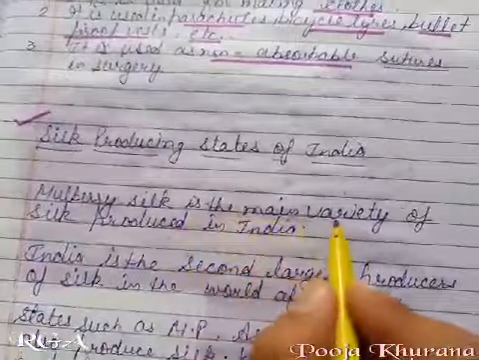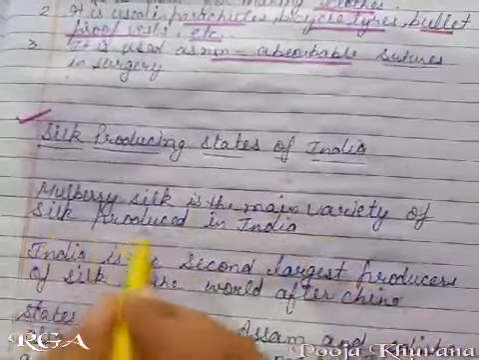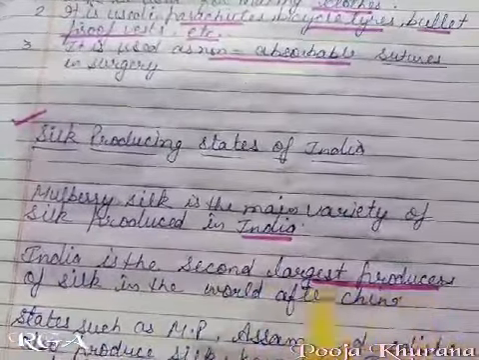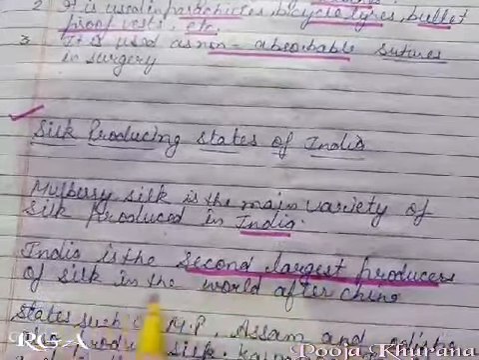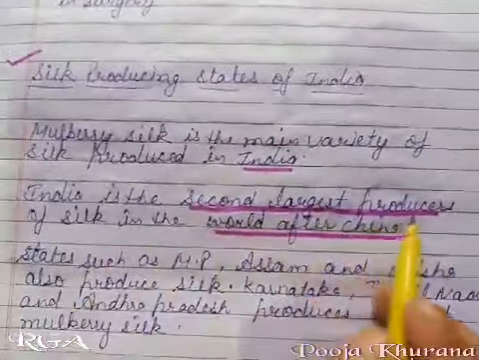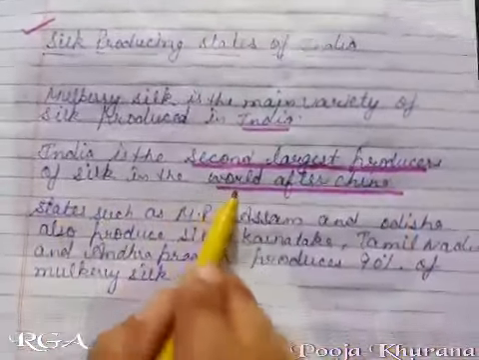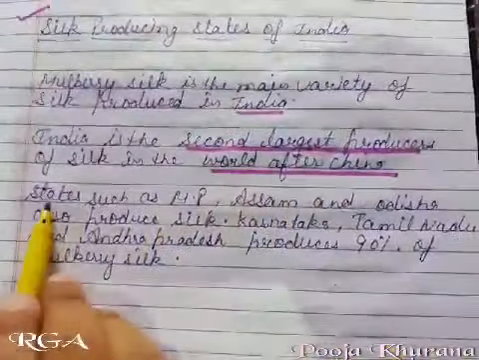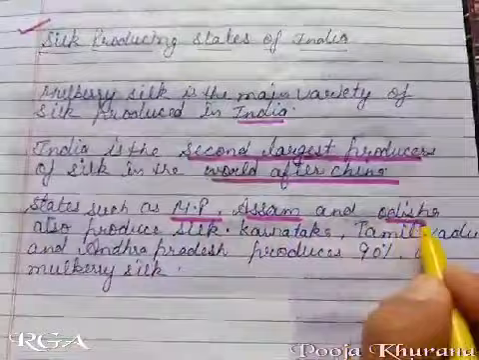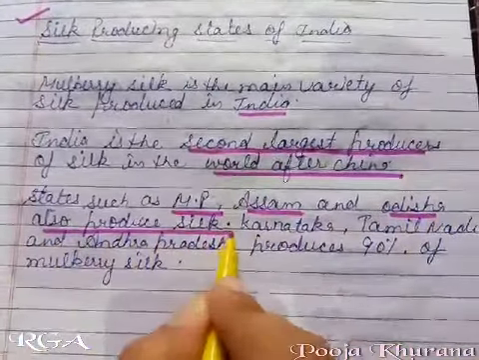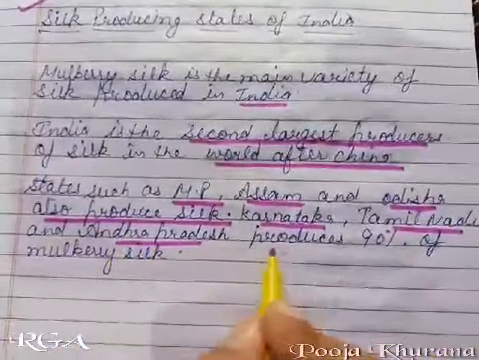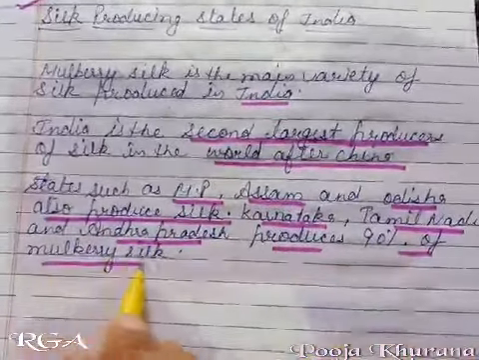Silk-producing states of India. Mulberry silk is the main variety of silk produced in India. India is the second largest producer of silk in the world after China. States such as Madhya Pradesh, Assam and Odisha also produce silk. Karnataka, Tamil Nadu and Andhra Pradesh produce 90% of mulberry silk.